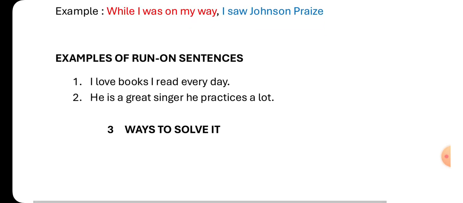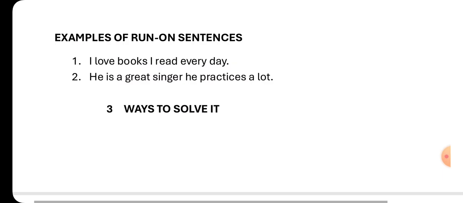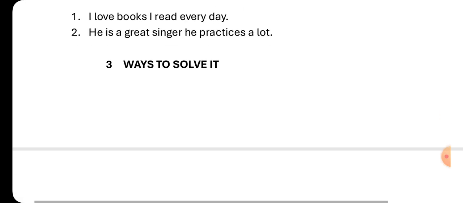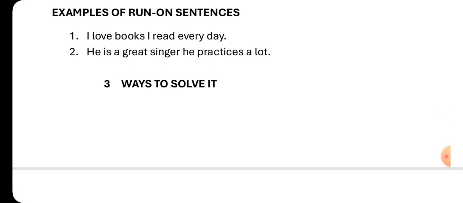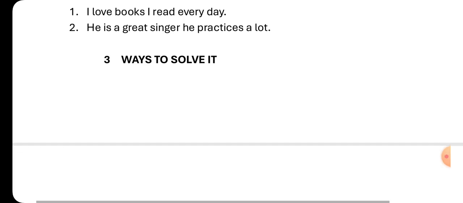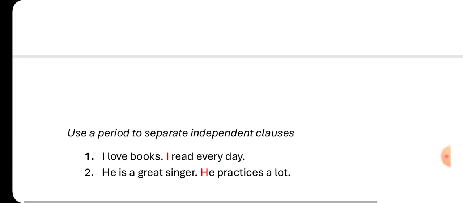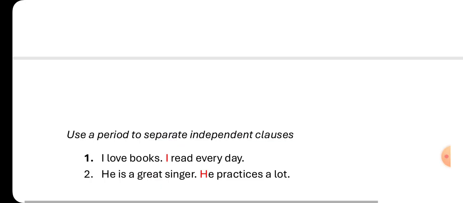Try to correct it. He said that he is a great singer. He practices a lot. "He's a great singer" is an independent clause. "He practices a lot" is also what? An independent clause. So they have been joined together without any proper punctuation. So how do you solve this? There are three different methods.